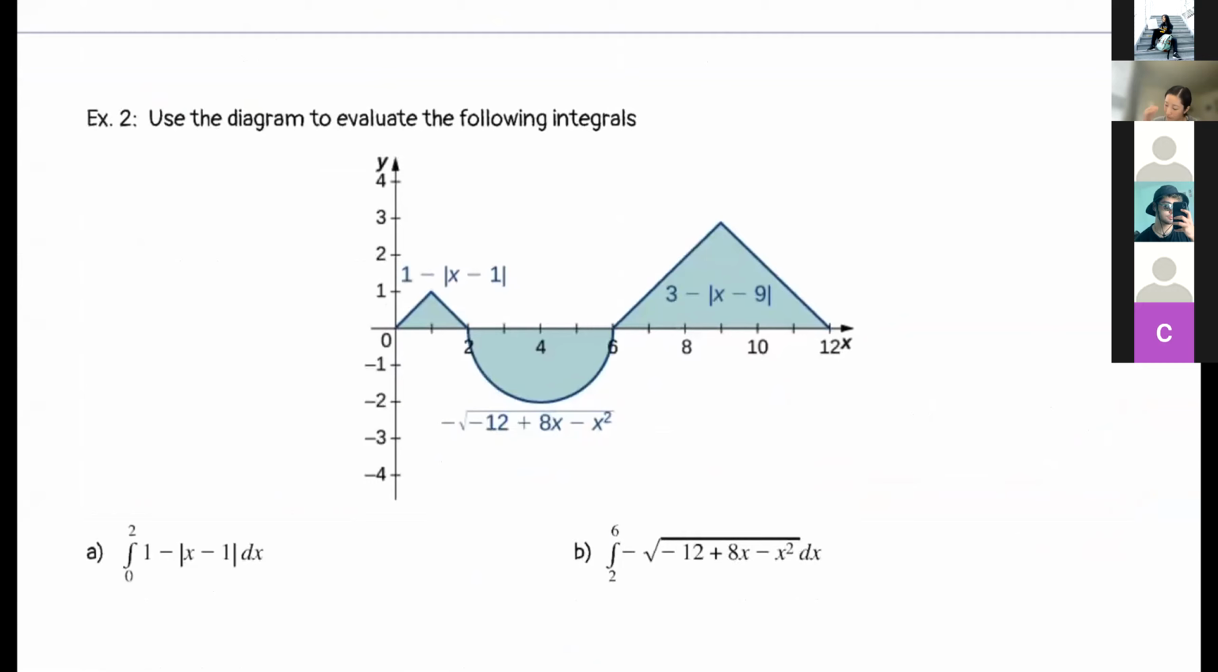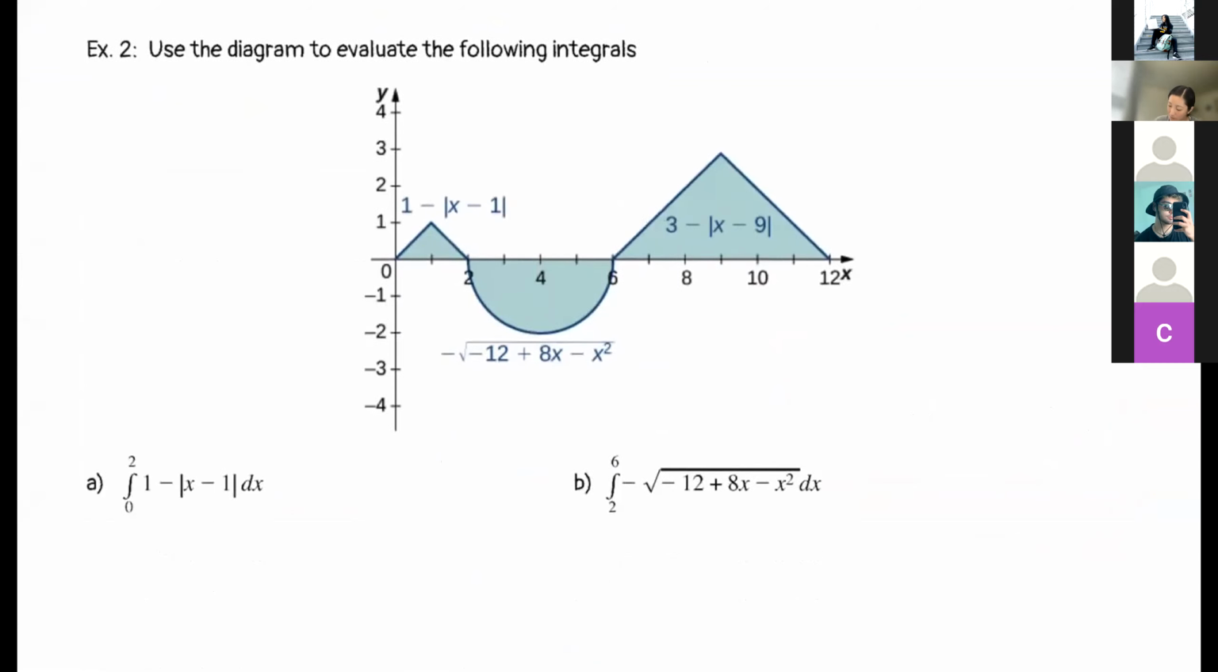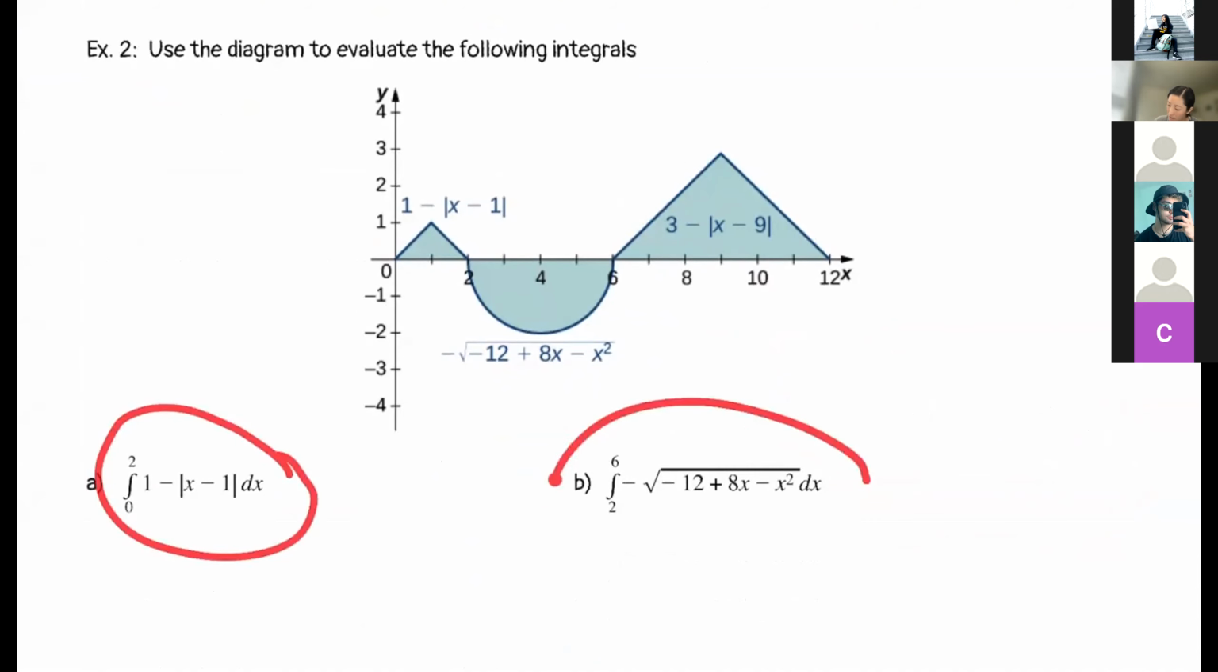All right, so we've got this diagram. Now all of these questions here are what we call definite integrals because they have a number at the bottom and a number at the top, right? These look really gross though. Like I don't want to do these using algebra, okay? So we are going to instead use the fact that we know a lot about area. We're going to use area to solve these problems, okay?